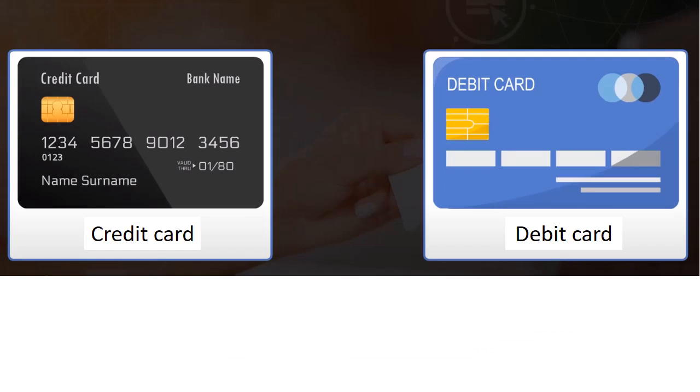Then students, this is what? The picture which you can see on the right hand side is of what? It is of a debit card. And the left one is what? This is a credit card. So students, a credit card or debit card is used to carry out transactions without using cash. So these two cards are used to carry out transactions without using what? Without using cash.